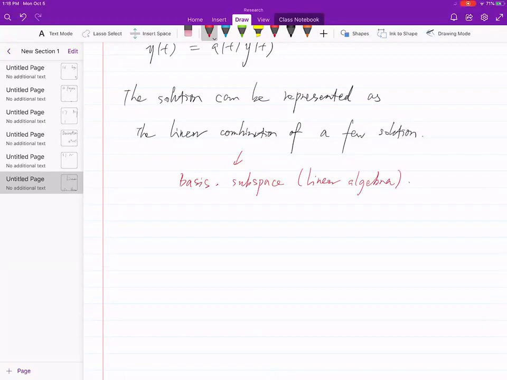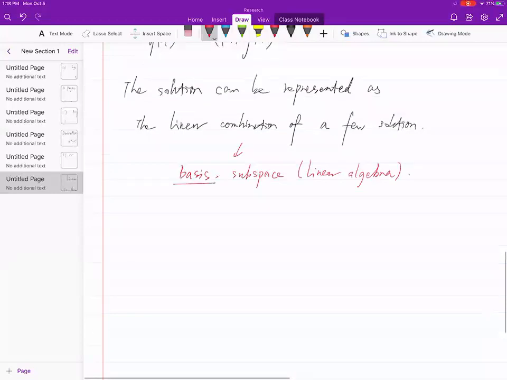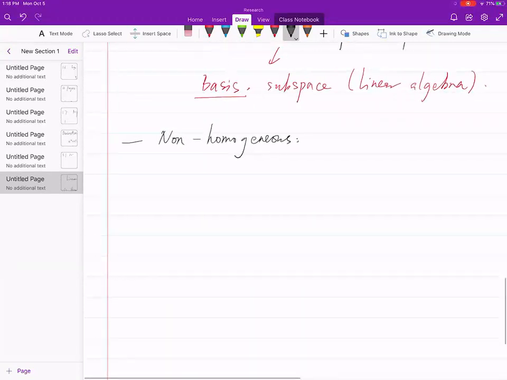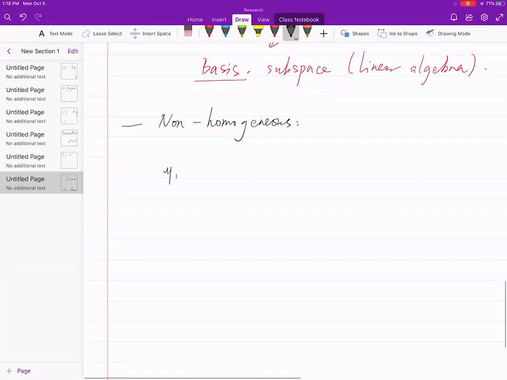Okay? And the way to find the solution is find a basis, and then all the other solutions will just be all possible linear combinations, which is the subspace. All right, now for non-homogeneous. We can actually write them down. Let's say we have two solutions. This time it's non-homogeneous, so we have a b(t).